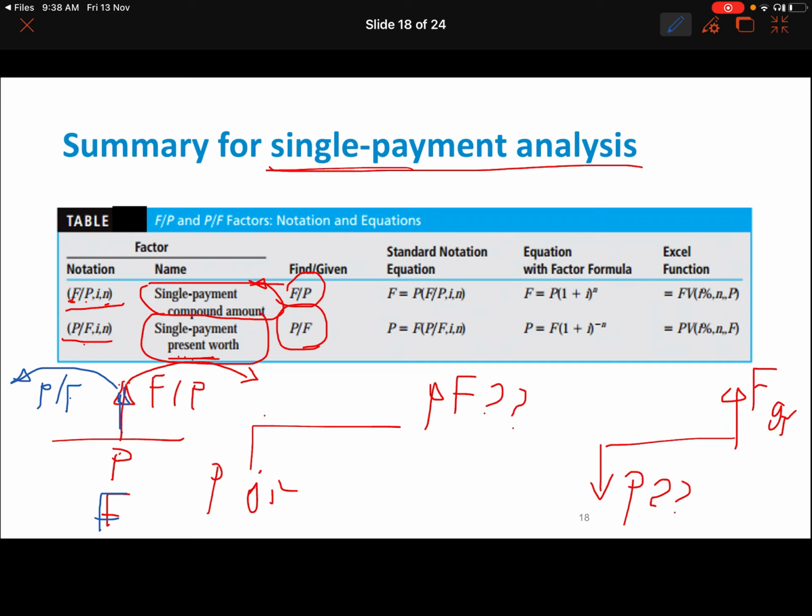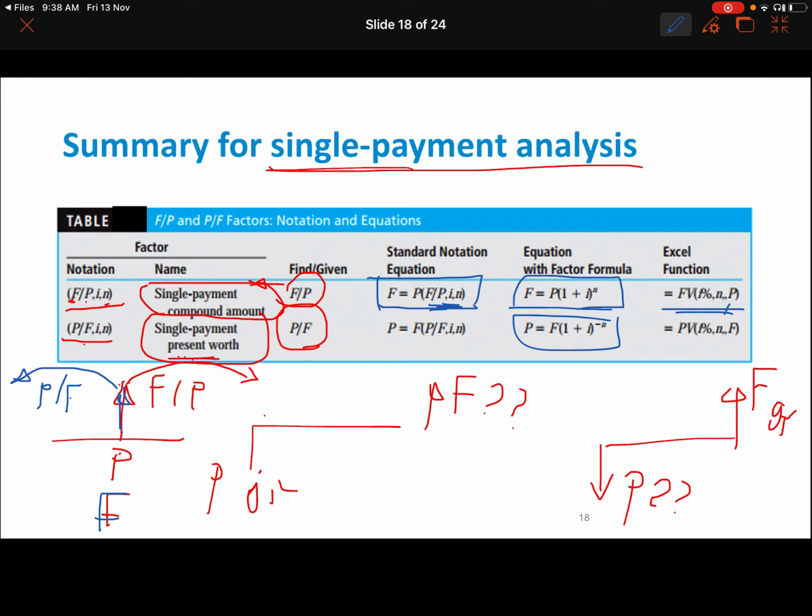Okay, so this is the formula. This is the formula we use to extract the value of F given P, i, and n from the table, and this is the real mathematical formula, and this is how to use the Excel sheet. Actually, there are two commas after n.